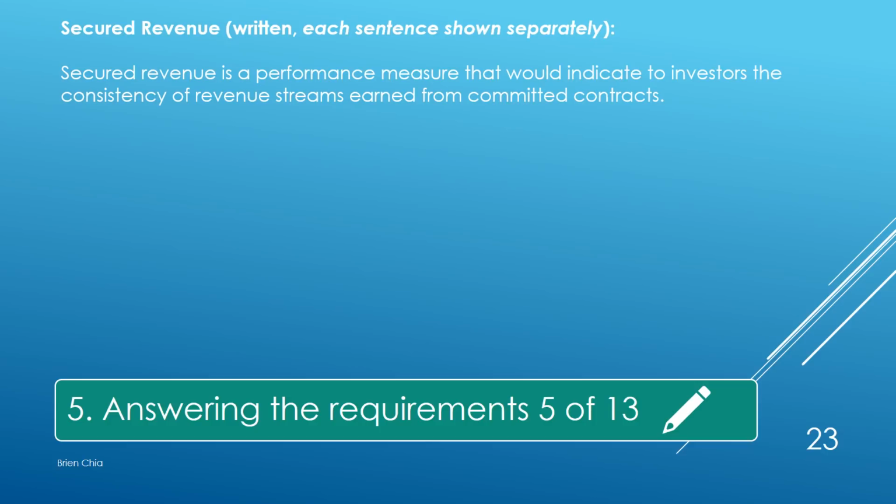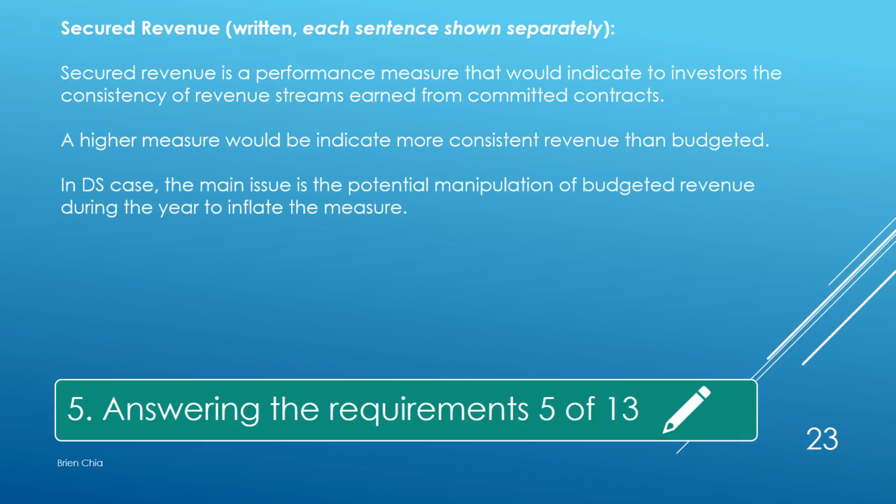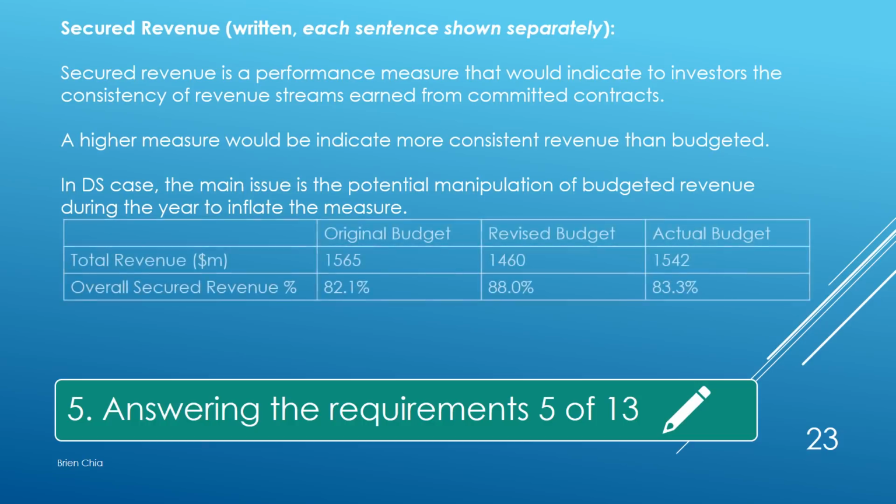Secured revenue is a performance measure that would indicate to investors the consistency of revenue streams from committed contracts. Higher measure means more consistent revenue than budgeted. Now in this case, the main issue is the manipulation of budgeted revenue. You can't manipulate actual, so you have to manipulate the budgeted one if you want to inflate the measure. So I've given a table here. It's okay to use tables in your answers. I know the question is asking for report format, so you probably want to put a table and write there figure 1 or something like that.